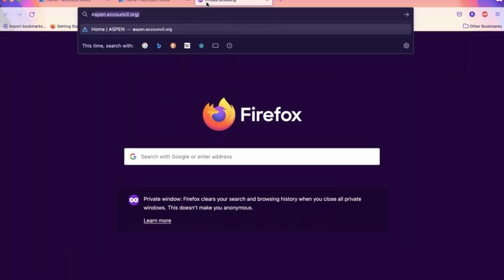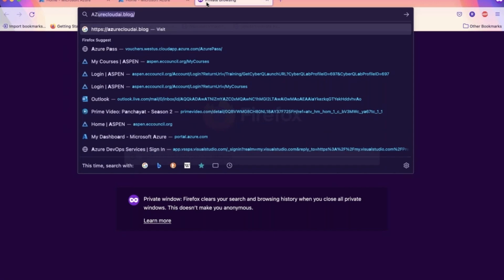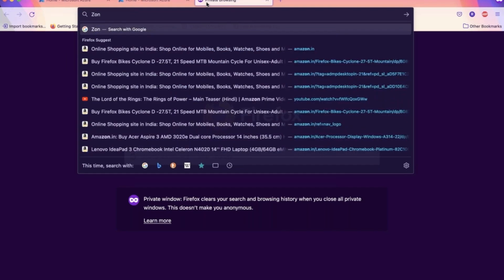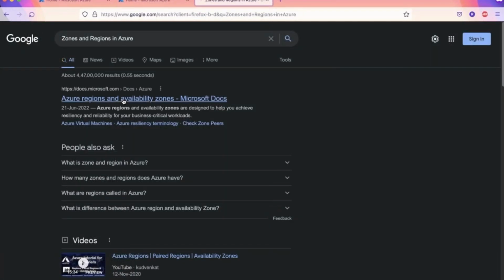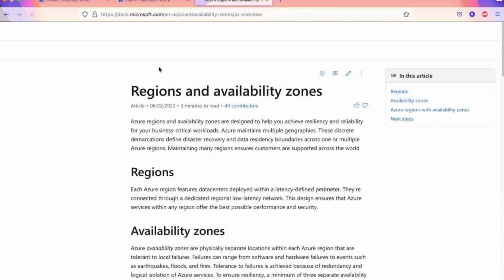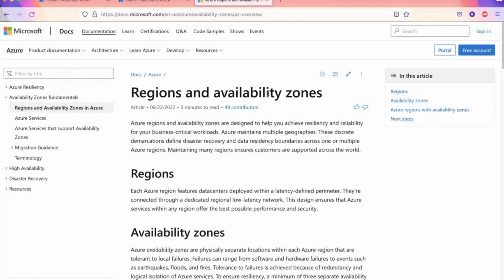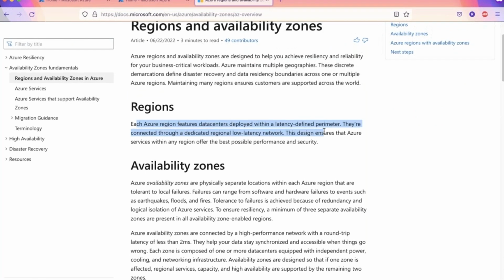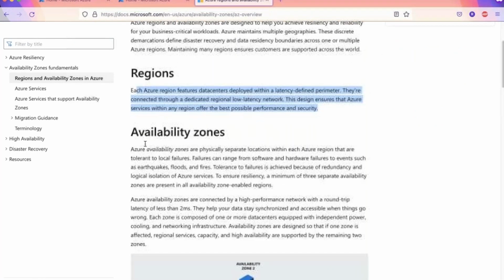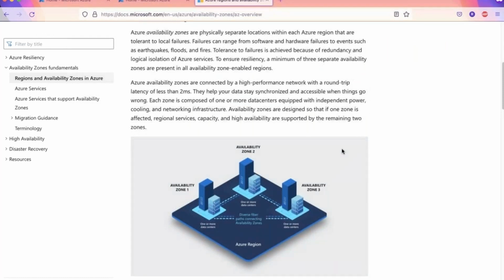So the first thing is zoning. Let me search for zones and regions in Azure. Each region, if you look at this particular page, has availability zones, and they have created a diagram for it.